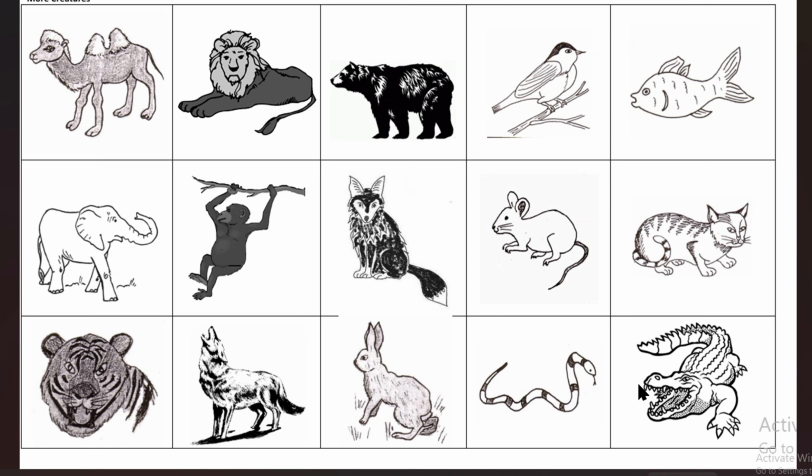Okay, the last picture. ای چی است؟ What is this? ای تمساح است. تمساح خطرناک است. It is dangerous. من تمساح را خوش ندارم. I don't like alligator.